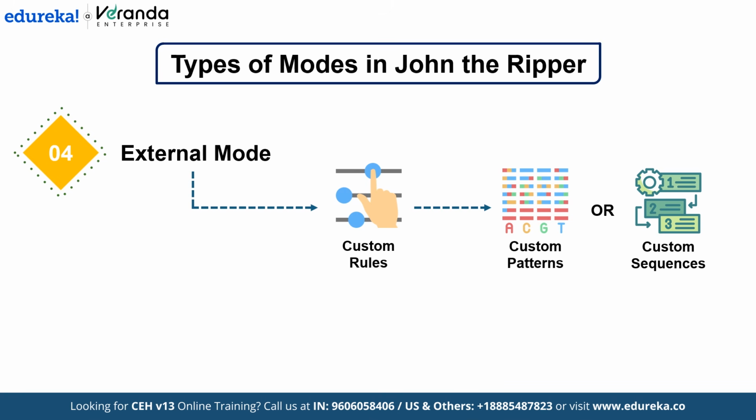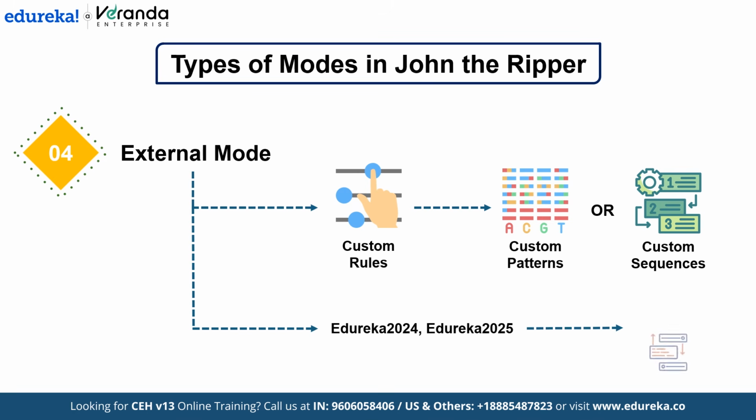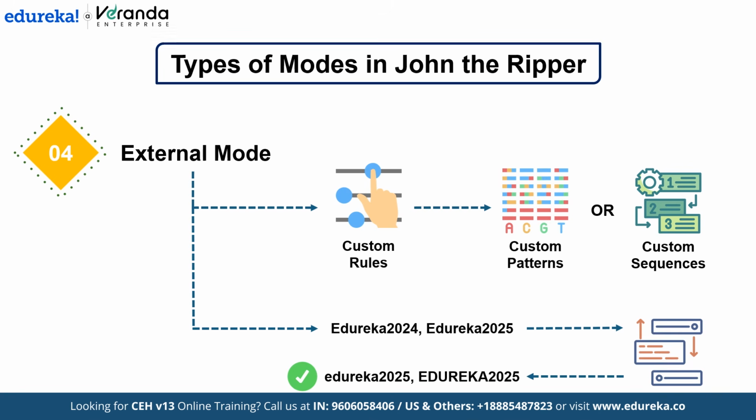So let's say you're testing passwords for a company and you suspect employees use a specific pattern such as the company name followed by a year. For example, passwords might look something like this, as you can see on the screen, and so on. So using external mode, you can write a rule to test variations of this pattern, increment the year, or try different case combinations. Something like this. John will then handle the process systematically following your custom rules.